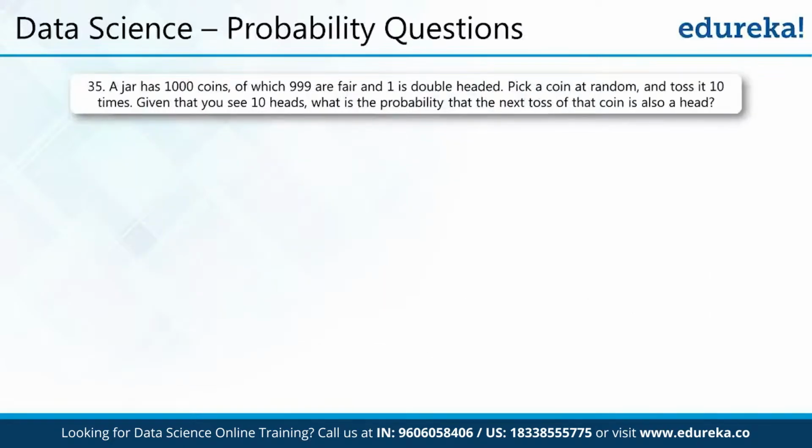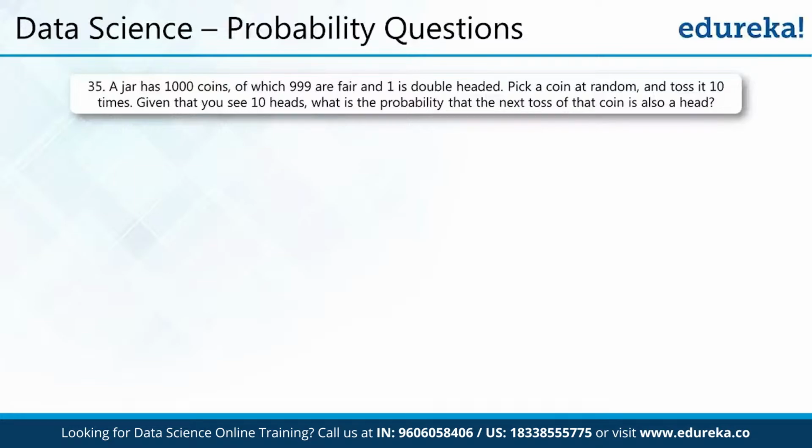So let's take up this question, which says the jar has 1,000 coins, of which 999 coins are fair, which means one head and one tail, and there is one coin which is tampered with, and both sides of that coin are head.